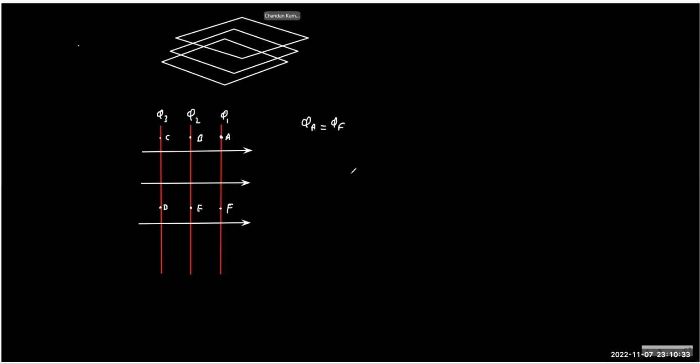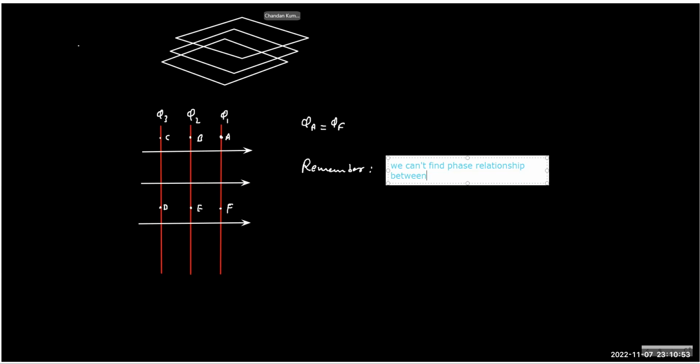So as a rule, you must remember: we cannot find the phase relationship between points of two different generations.